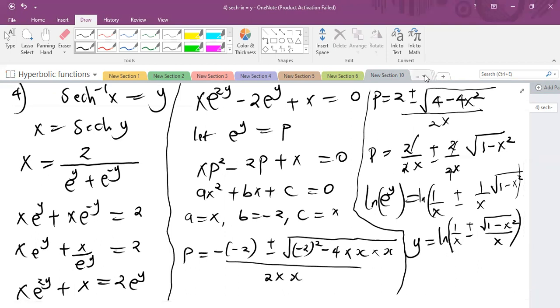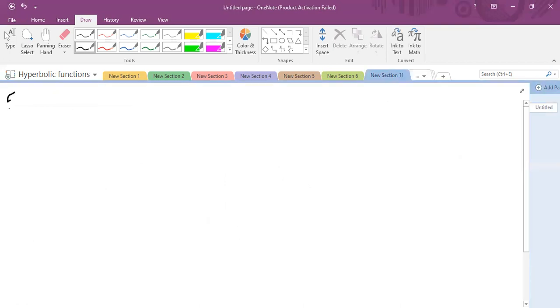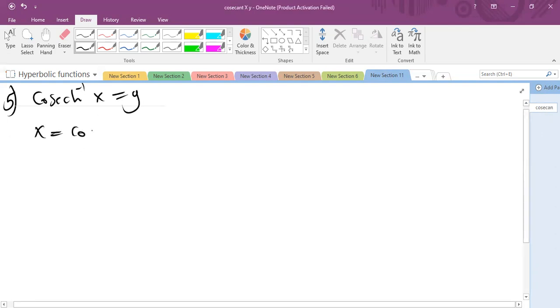Okay, fine. In a similar manner, we can evaluate cosec hyperbolic inverse of x. So let this be equal to y. So this gives me x is equal to cosec hyperbolic y. Then cosec hyperbolic is basically the same as 1 over sine hyperbolic.